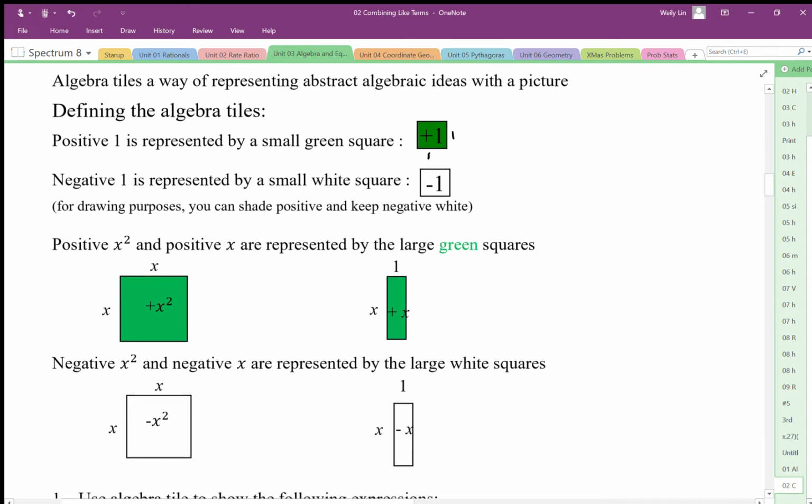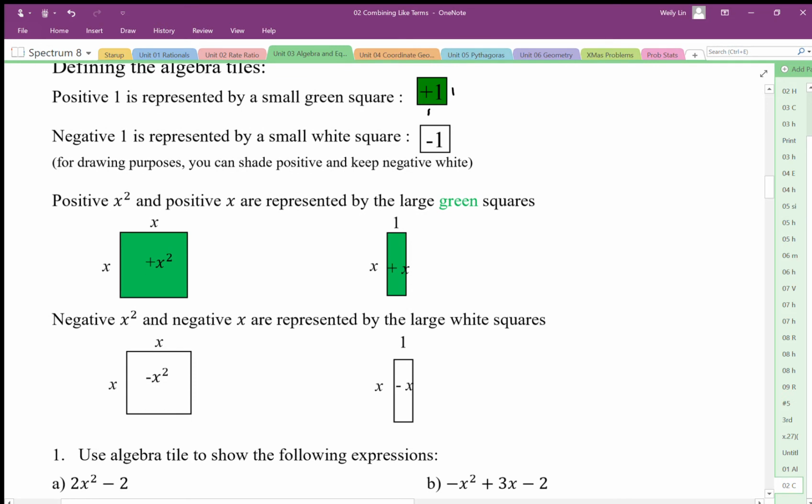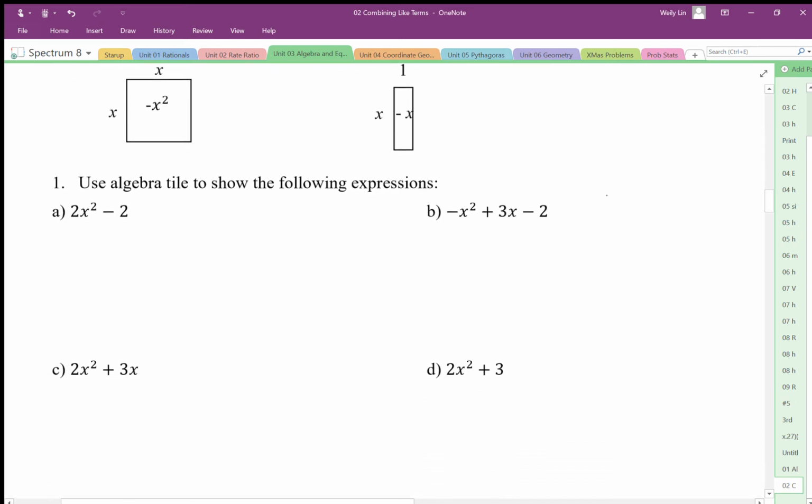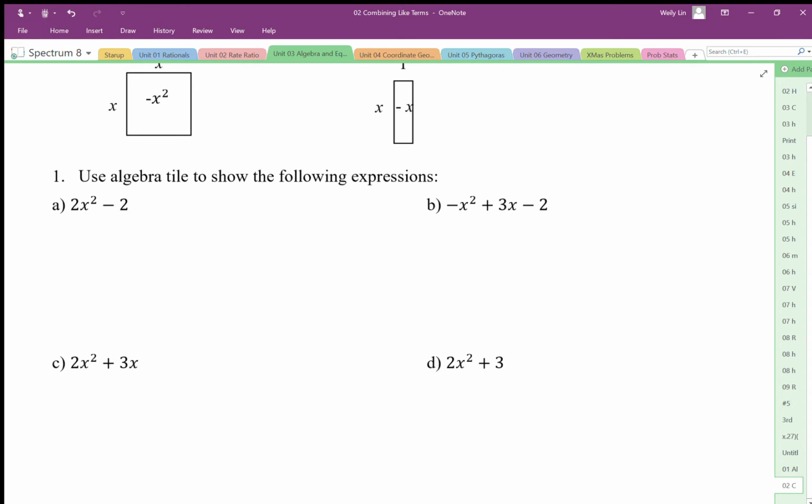The square tiles are our x squared tiles, and one way to help you remember: if it's square, we have a squared factor. So here, the length is going to be x, and the width is going to be x. Okay, and that gives us an x squared tile. The same thing is going to go with the negatives, but the negatives are just going to be the opposite color. So when we draw these out, make sure that you're able to draw these out using tiles.